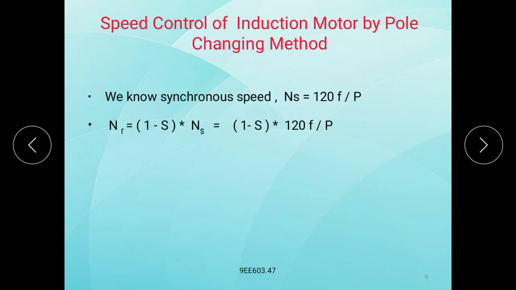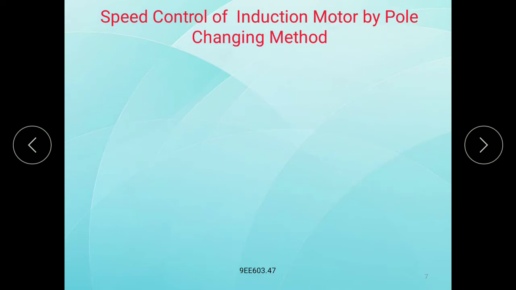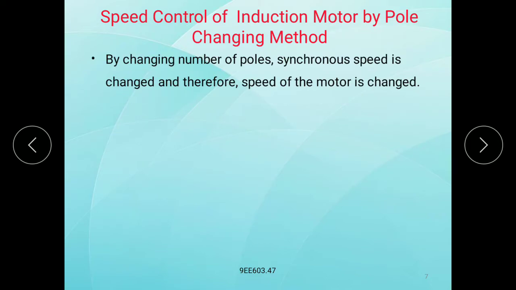From the above equation, it is also clear that the speed of an induction motor can be varied by changing the number of poles. So by changing the number of poles, the synchronous speed is changed, and therefore the speed of the motor is changed.